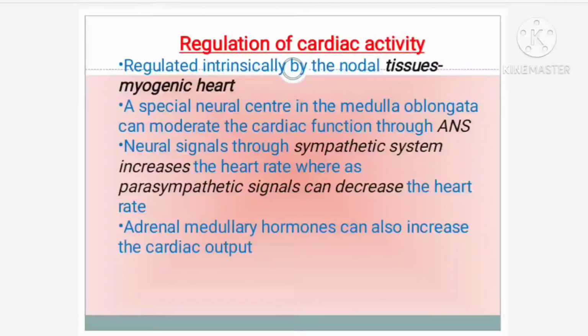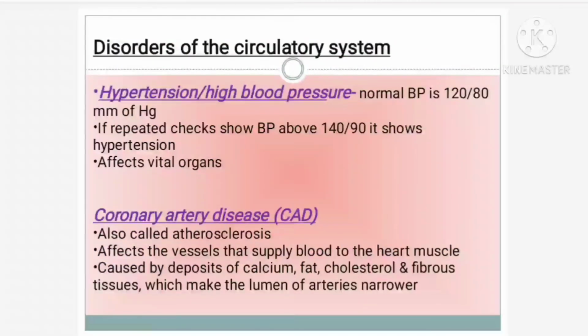And the last part of the chapter is disorders of the circulatory system. So what are the different disorders caused by circulation? First is your hypertension.